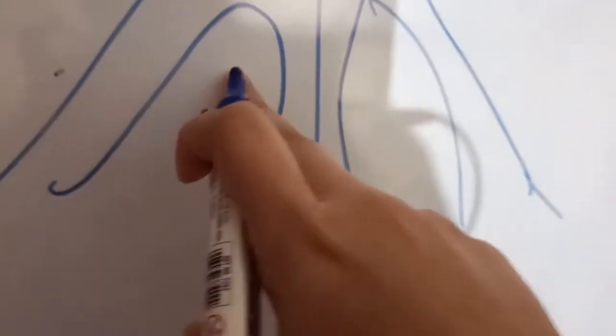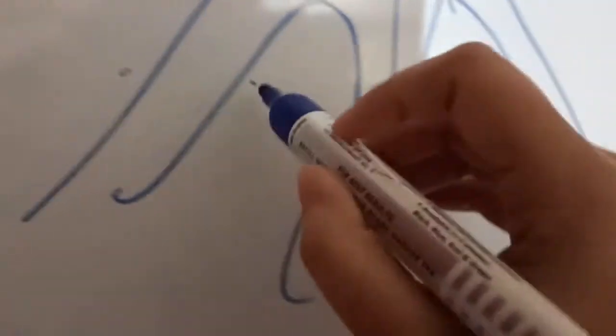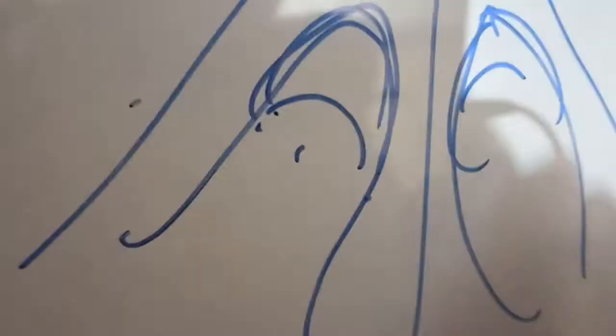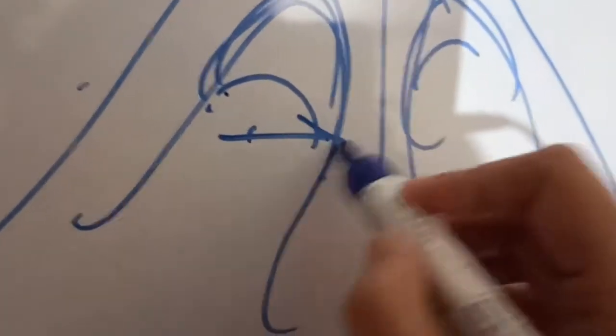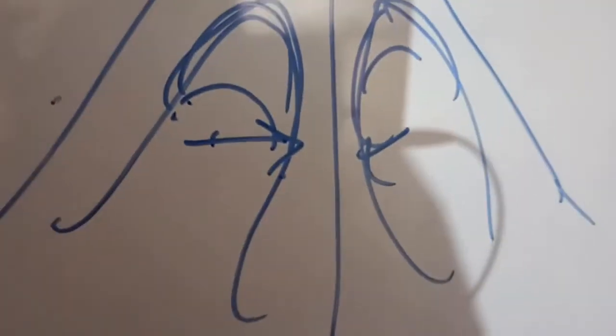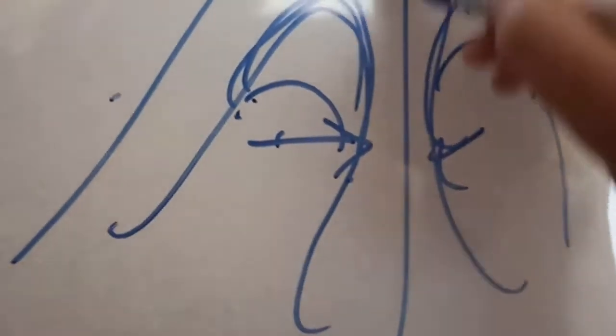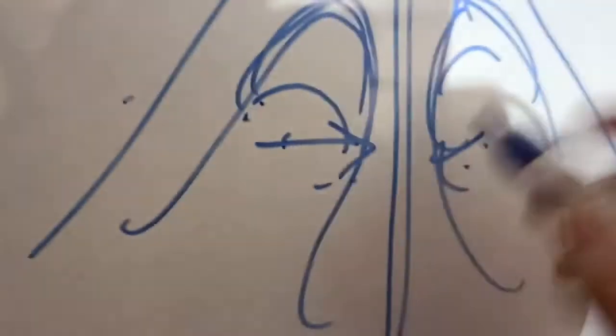Next is the arête. What is an arête? When two cirques exist side by side, the glacier cuts them back, which means it does more and more erosion. It erodes the sides of these glaciers, and as a result a sharp ridge forms in between the two cirques, and this sharp ridge is known as the arête.